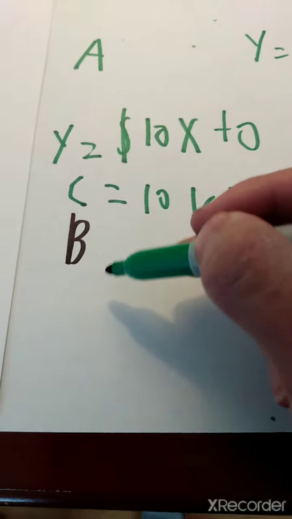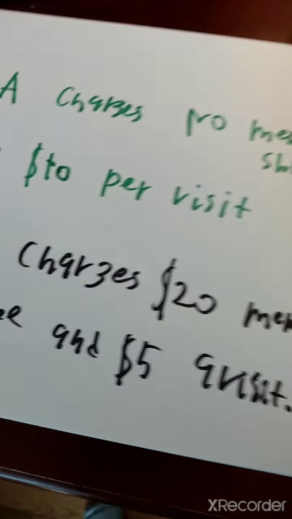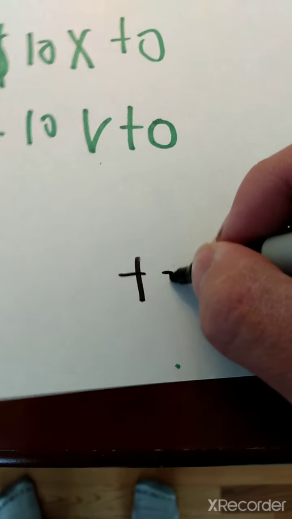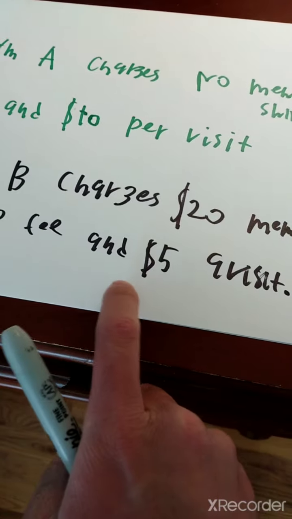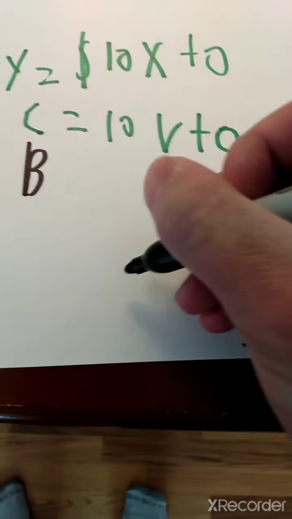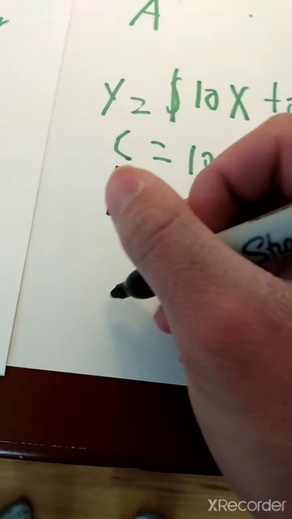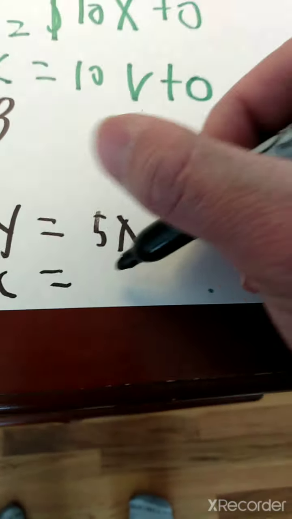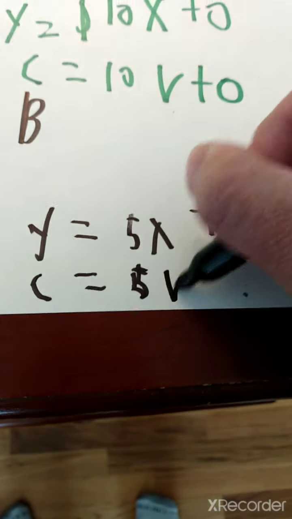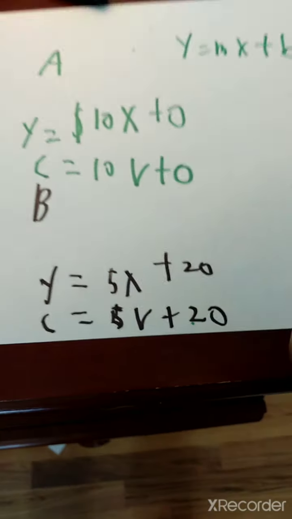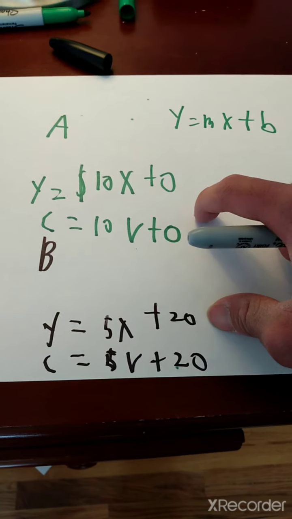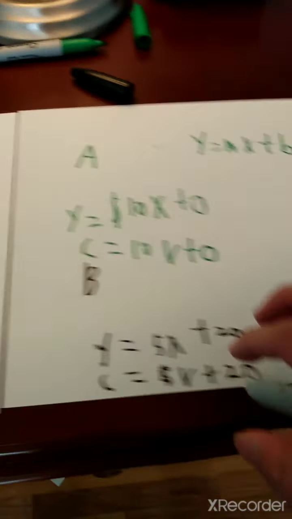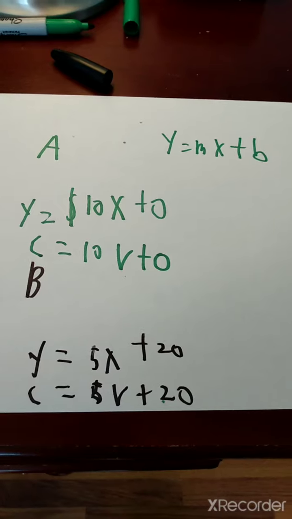So let's also do the equation for Gym B. Gym B charges a $20 membership fee. So we know that you have to pay $20 first. But they make you pay $5 per visit. So 5x. Y equals 5x plus 20. Or the total cost equals $5 per visit plus 20 as the membership fee. So we have two equations. We have successfully turned these words into equations, and now our next step is to compare them on a graph.